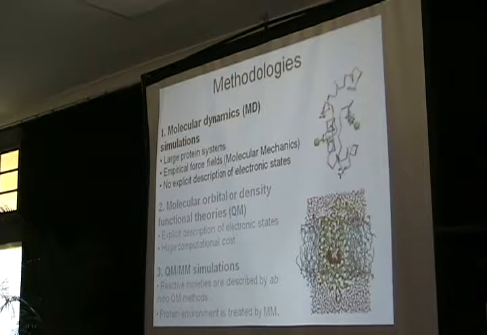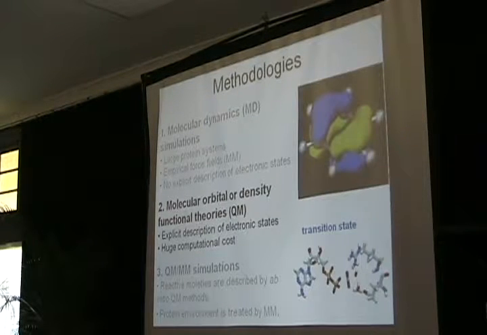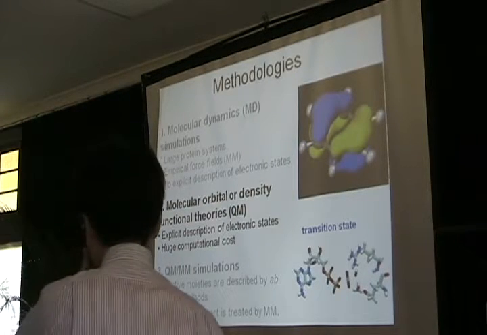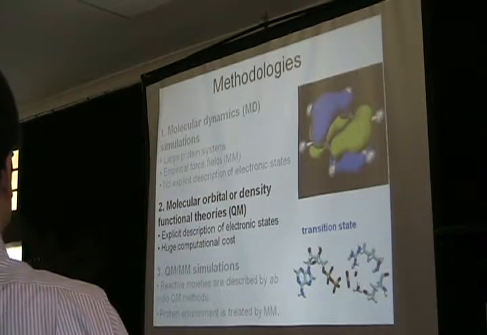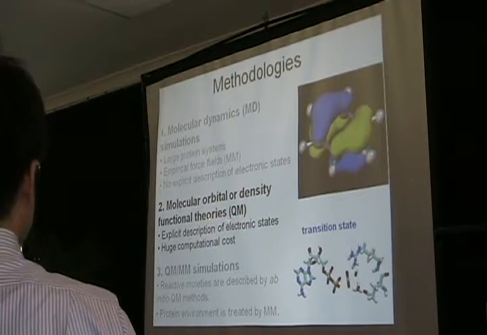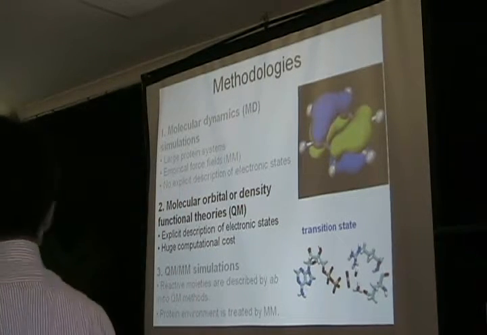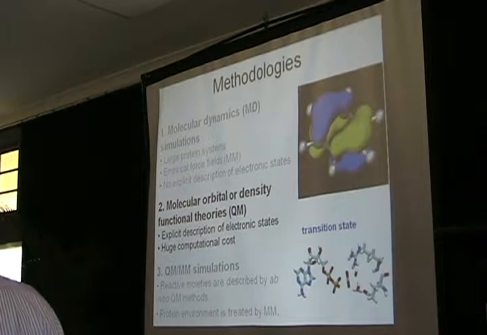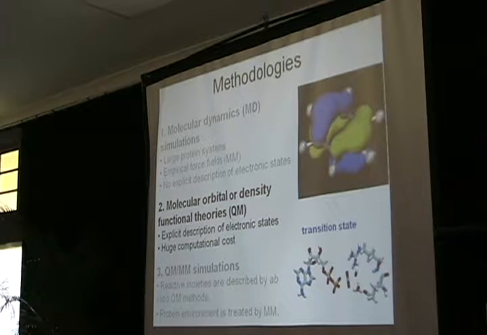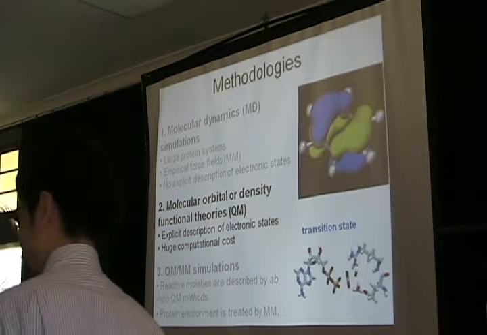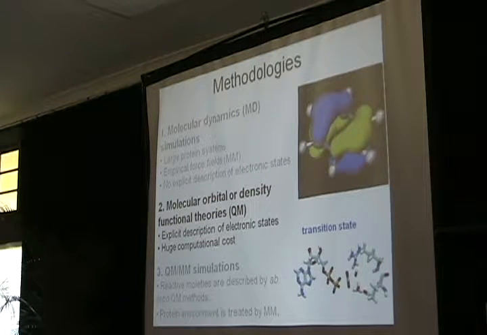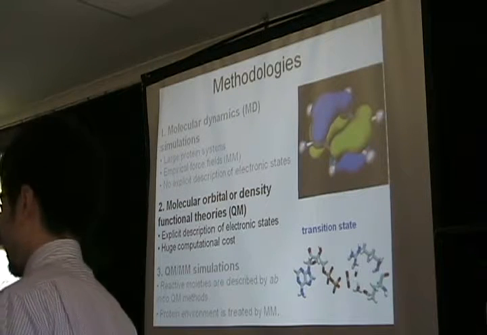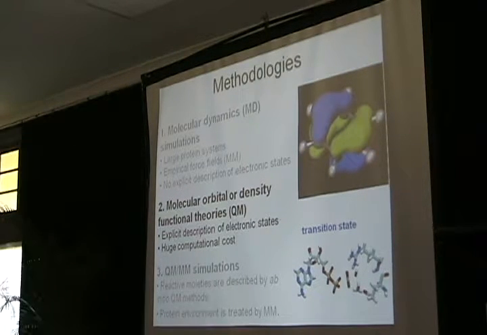The second one is molecular orbital theory. We heard about that also. This method solves the electron wave function. So we can calculate, for example, the transition state of the reaction, which cannot be described by the molecular mechanics force field. However, this method costs a lot. It requires huge computational cost. So it is not possible to directly apply it to an entire protein system to calculate a chemical reaction.